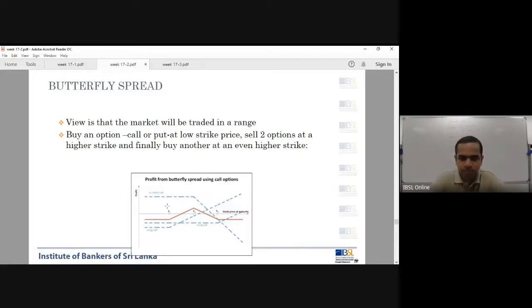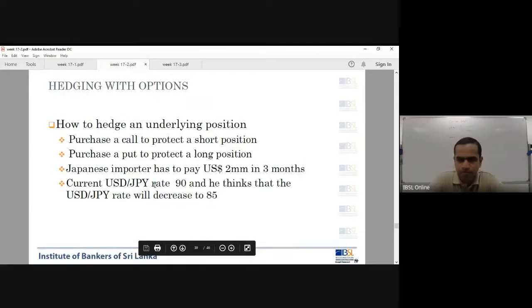Butterfly spread: you can buy a call option at a low strike, then sell two call options at a higher strike, and buy a third call option at an even higher strike. That's called a butterfly spread. Now, if you look at the butterfly spread diagram, you will see that if the market is stable, you make money. But if the market becomes volatile, you will lose. You will lose the net premium that you pay.